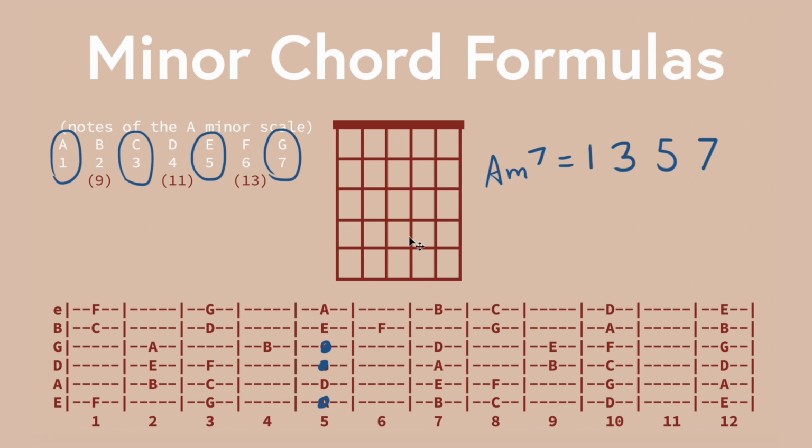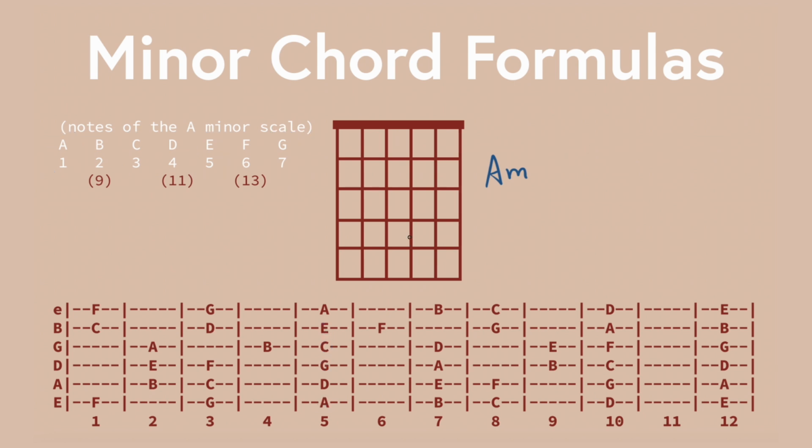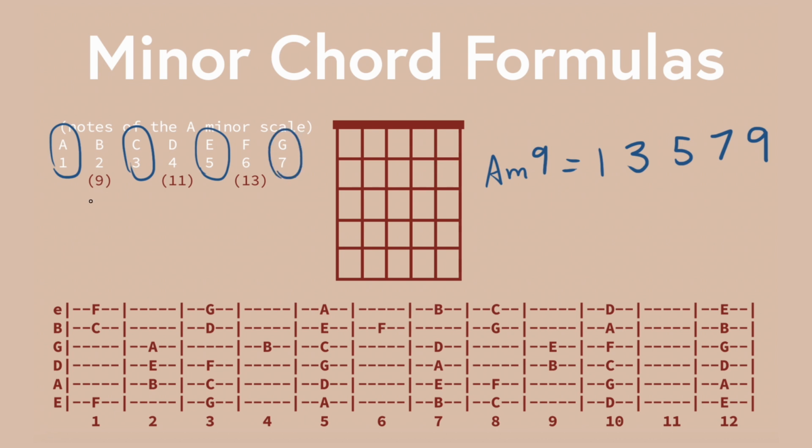So let's get rid of all that, and let's look at the next one, which is A minor 9. So A minor 9 is the first, the third, the fifth, the seventh, and the ninth of the A minor scale. So let's find these notes here. We've got A, C, E, G, and then B.